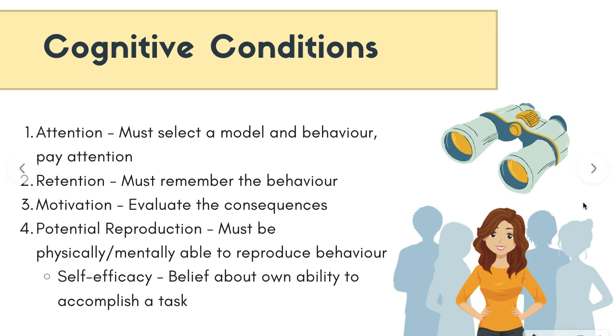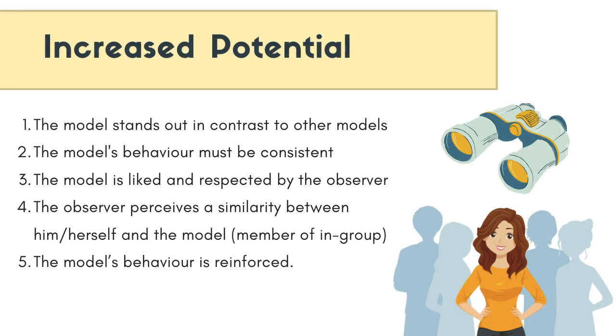While these cognitive factors are necessary and are required for learning to occur, there are some factors that increase the potential to learn a behavior by observing a model. The model that you're observing needs to stand out in contrast to other models in your environment. I partially agree with this idea. We may want to pay attention to someone that stands out from the crowd, but we are also innately wanting to fit into the crowd. So we may learn behaviors that we observe in multiple models, or multiple people.